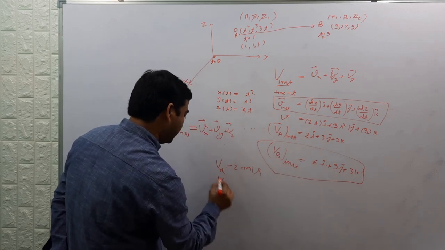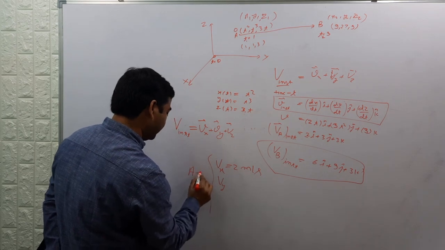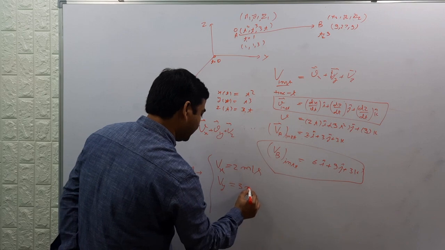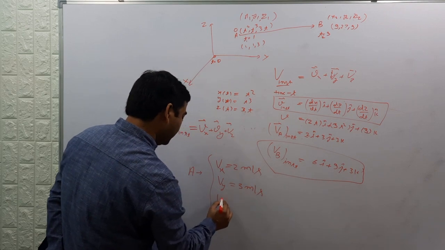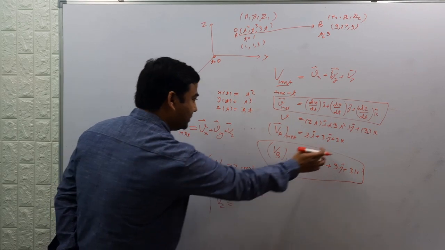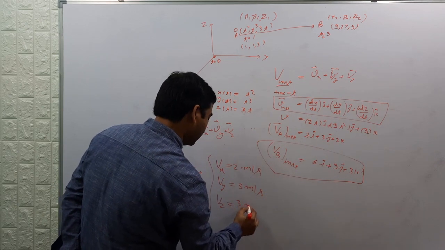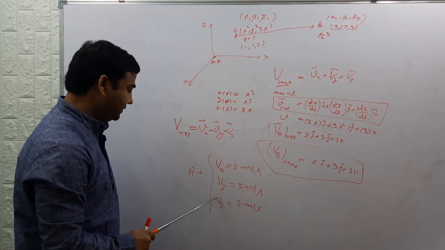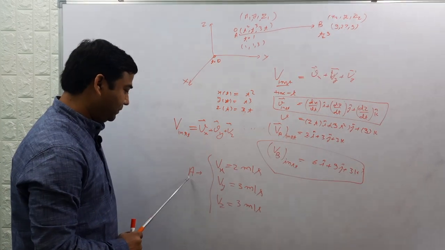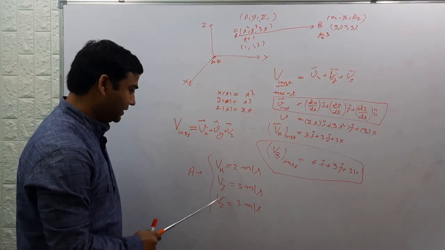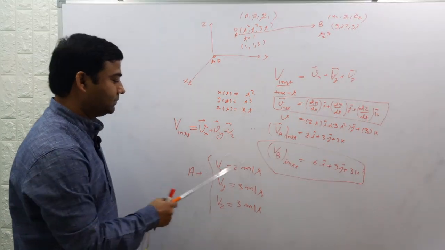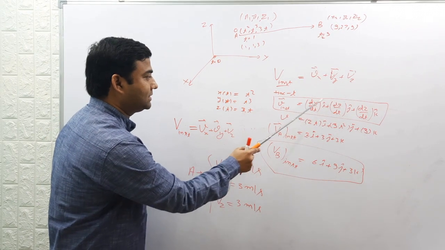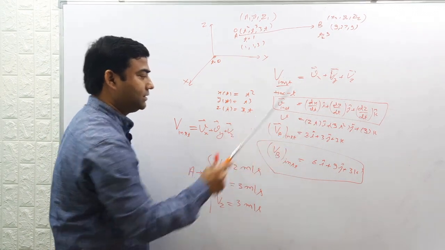V instantaneous at point A in y direction is 3 meter per second. V instantaneous in z direction is also 3 meter per second. So Vx, Vy, Vz, the instantaneous velocity at point A in x, y, z direction, are given by these values. This can be found from here also. This is Vx, this is Vy, this is Vz.